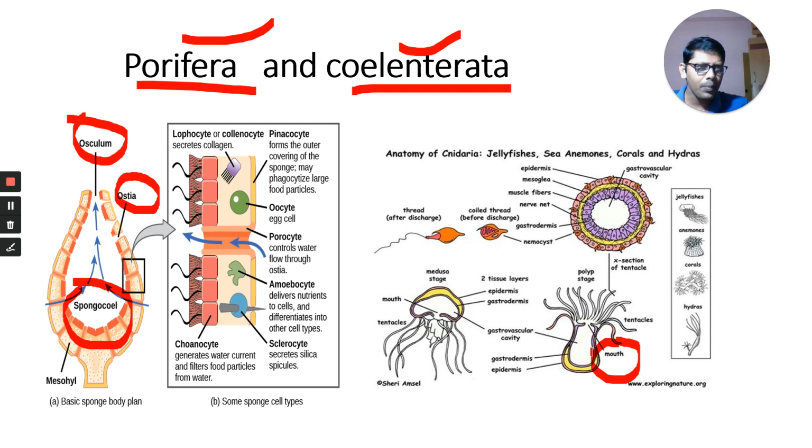There is a blind sac body plan. Here water comes into the body and water goes out. In that, there is a vascular cavity, the gastrovascular cavity, which helps in transportation as well as in digestion. In this way, in coelenterates, transportation takes place.